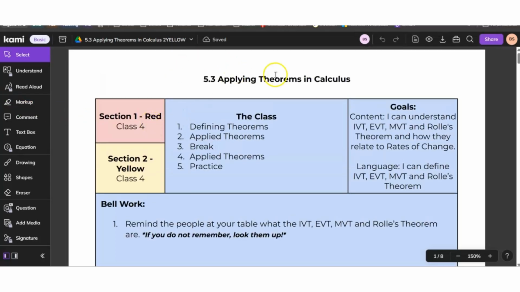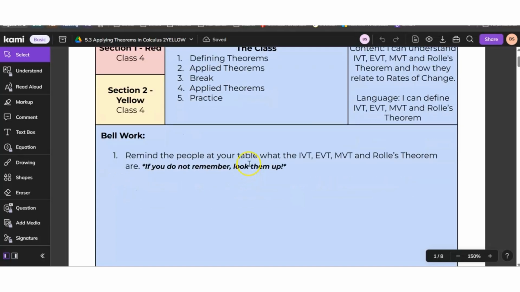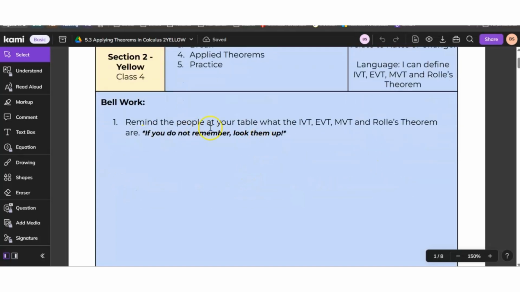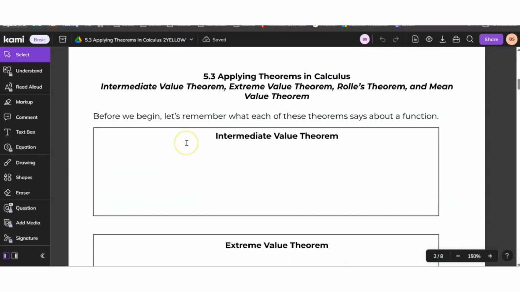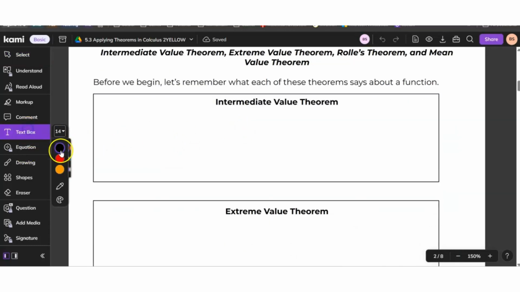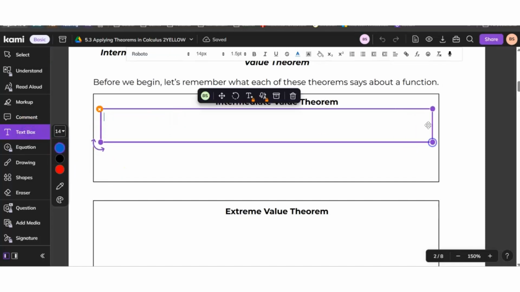All right, so we're doing 5.3, applying all the theorems. We've learned four. We're going to apply them. What we did just as an exercise is we defined all of them at our tables. Now let's define them for real. Just in case you forgot, we'll write them out again to make sure that you remember all of our theorems, okay?